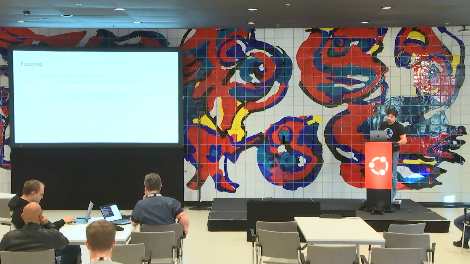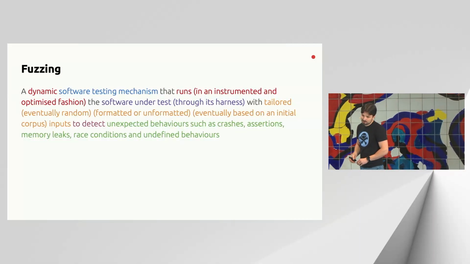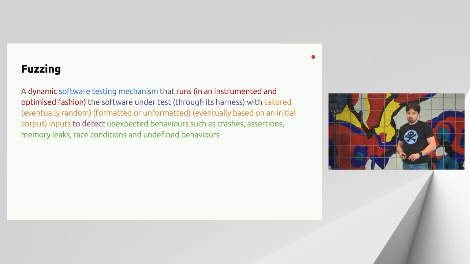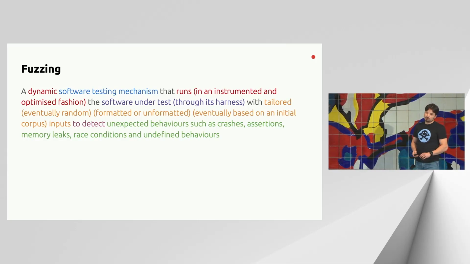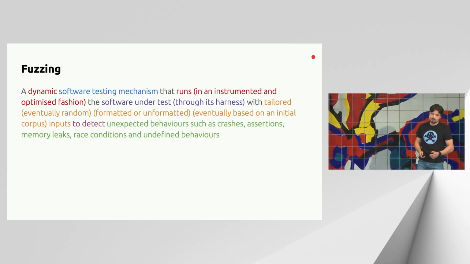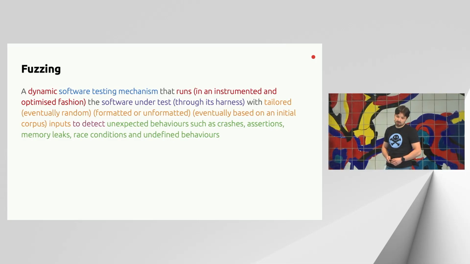So let's start by talking about fuzzing. I want to give you this really complex definition of fuzzing, and I challenge you to understand it. Fuzzing is a dynamic software testing mechanism that runs, in an instrumented and optimized fashion, the software under test through its harness with tailored, eventually random, formatted or unformatted input, eventually based on an initial corpus, to detect unexpected behaviors such as crashes, assertions, memory leaks, race conditions, and undefined behaviors. This is easy, right? Easy to understand.